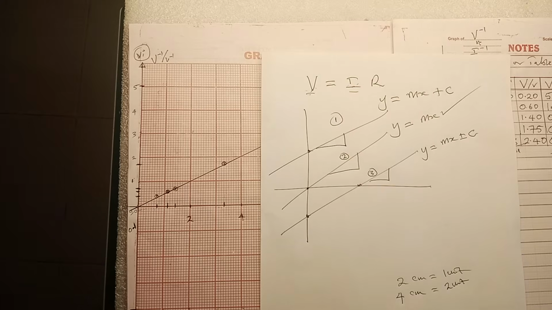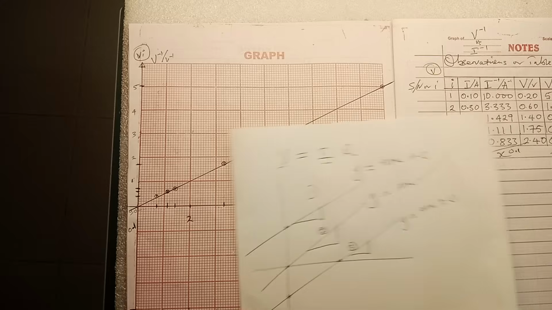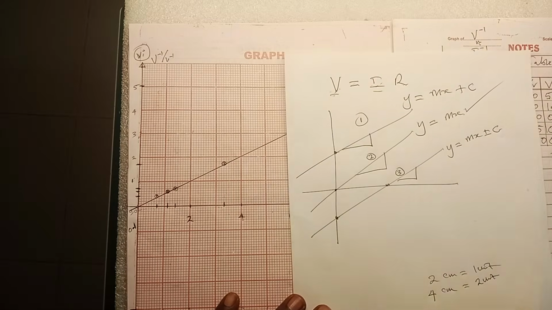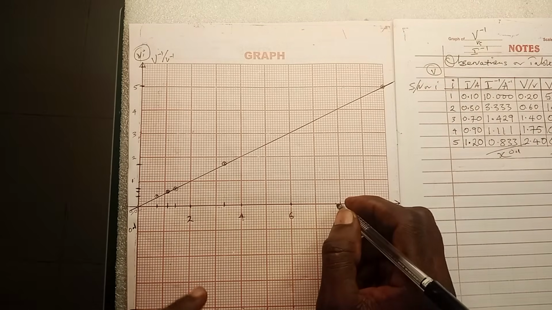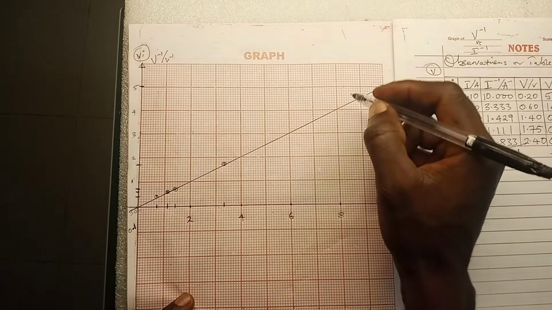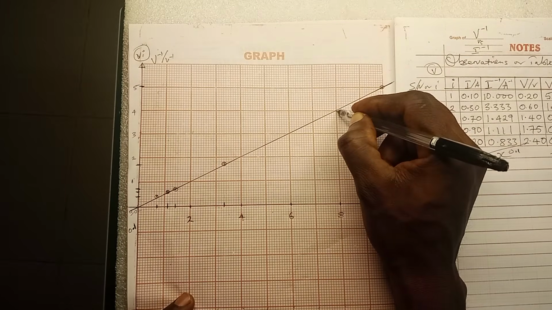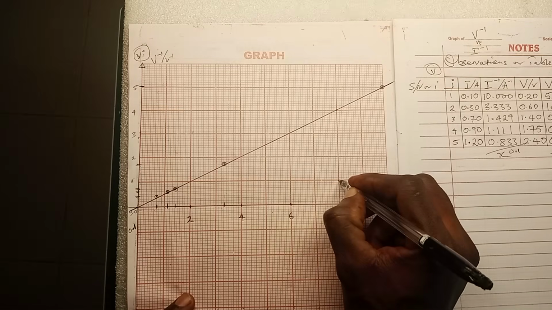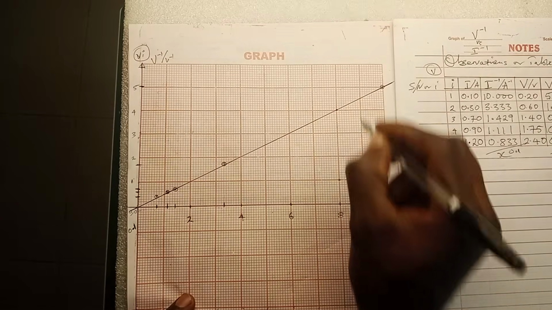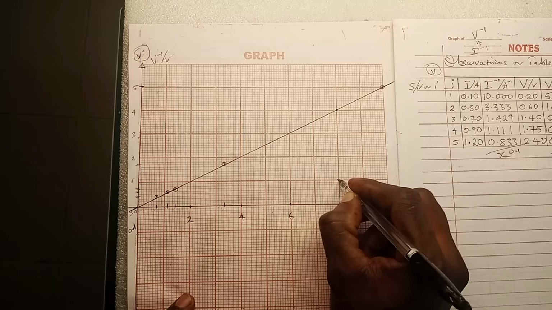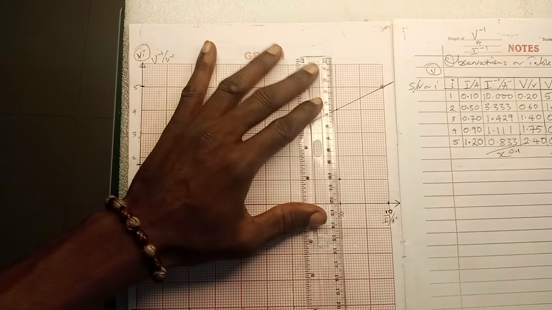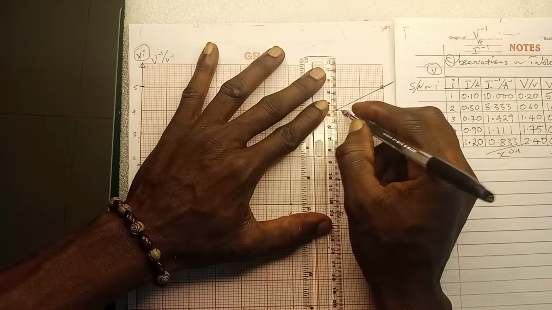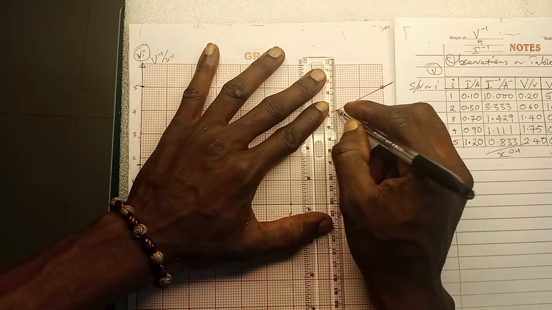No intercepts. So let's find the slope of the graph. To find the slope of the graph, we are going to choose a very big triangle. So let's choose this point. Let's choose this point. Take note. This point, and then this point. Your triangle must be big in that it reduces the error in the experiment.